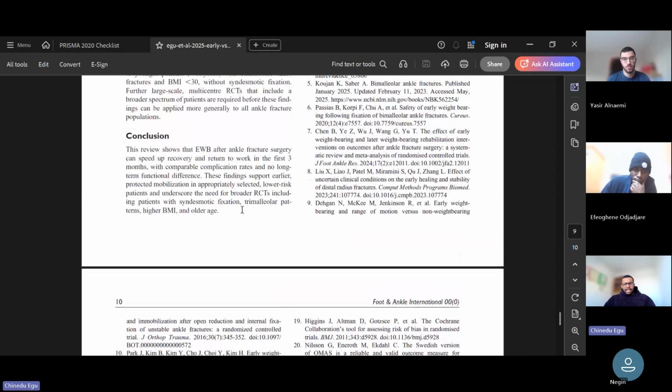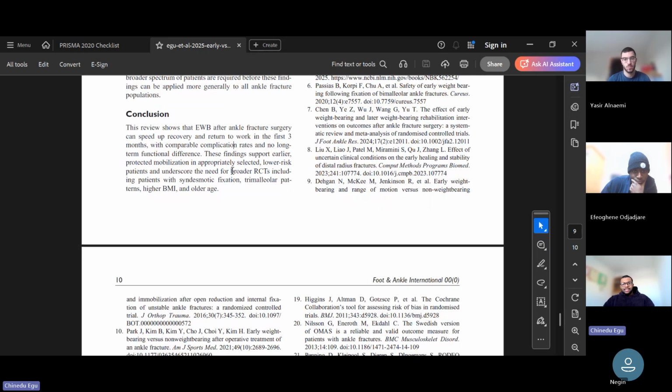Yeah. And you can see cautious statements. This review shows that any weight bearing, because we used randomized control trials, they were high quality data. So we can confidently state our conclusions. We've said this review shows that any weight bearing after ankle fracture surgery can speed up recovery and return to work in the first 3 months with comparable complication rates and no long-term functional difference. These findings support earlier protected mobilization, right?